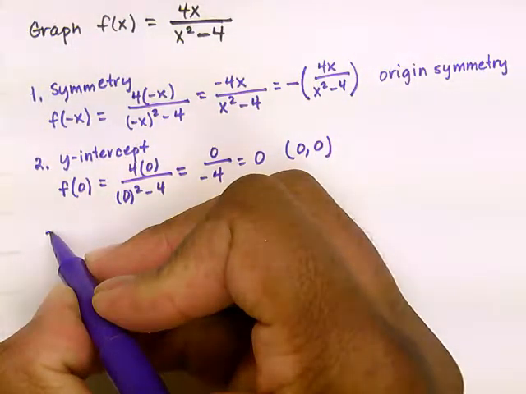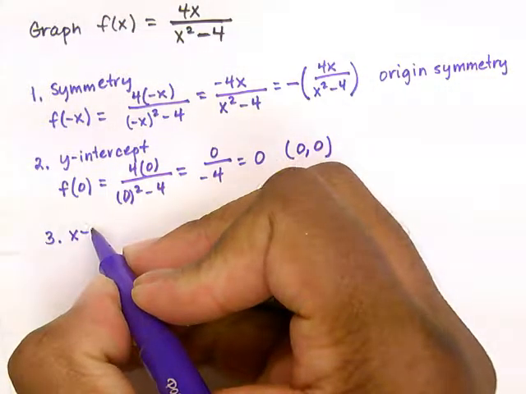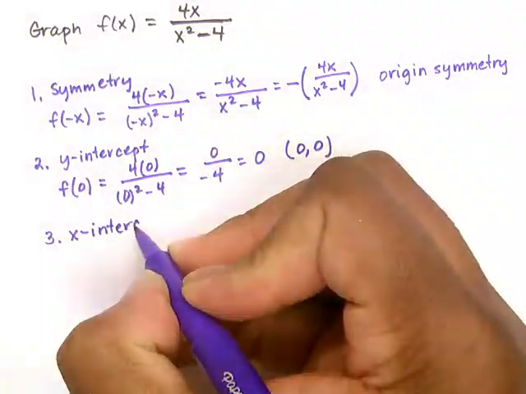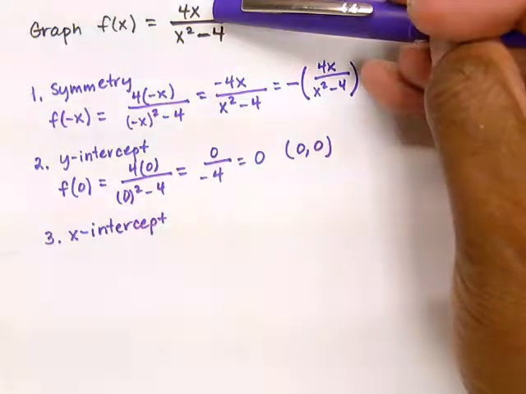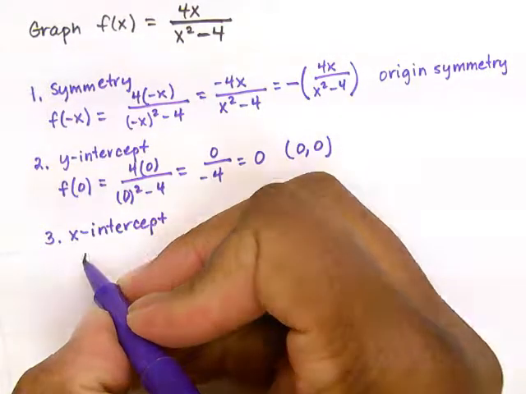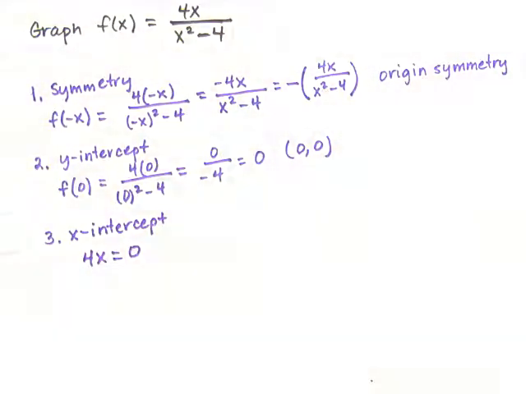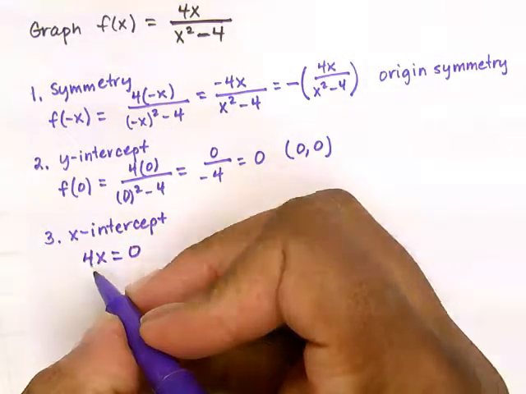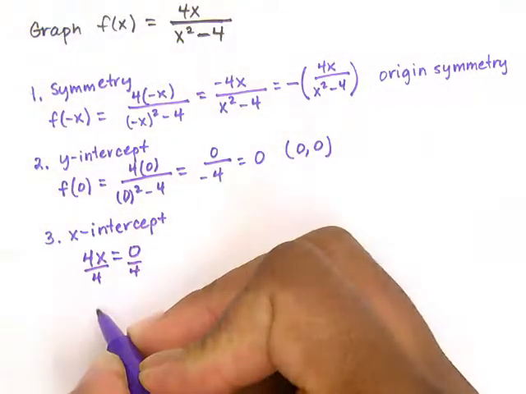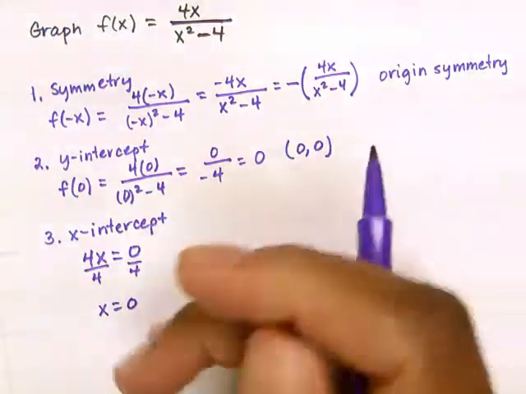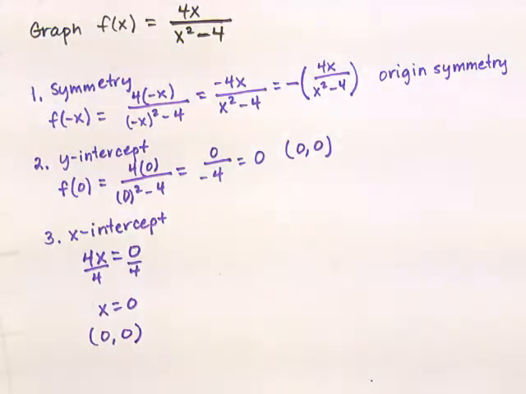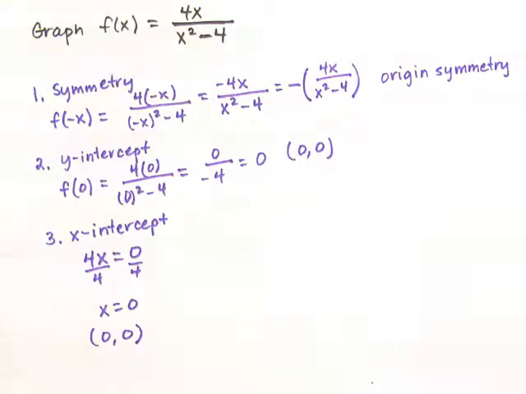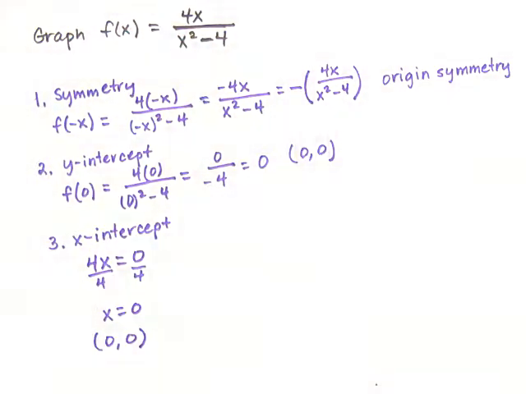And then step number 3 is finding the x-intercept of the graph of that rational function. Now, I did tell you that when you find your x-intercept, you always take your numerator and set that equal to 0. So we're going to take 4x and set that equal to 0. So it'll be 4x equal to 0. And then divide both sides by 4. You'll get x is equal to 0. So here, the ordered pair 0, 0 is also going to be the x-intercept. So your y-intercept and your x-intercept are going to be the same.